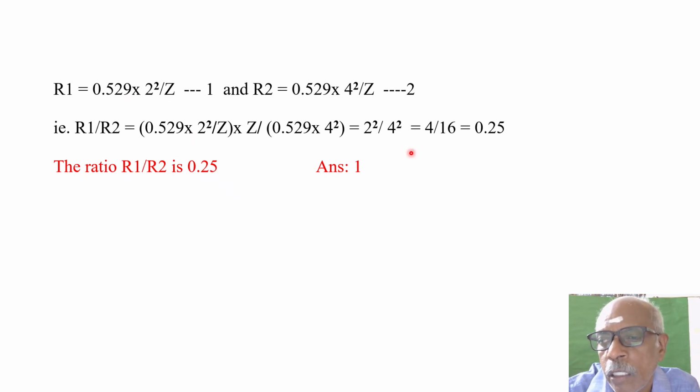What is 2 square? 4. What is 4 square? 16. 2 into 2, 4. 4 into 4, 16. It is equal to 4 by 16. That is 1 by 4. That is equal to 0.25. So the ratio R1 by R2 is 0.25. Option 1 is the right answer. Among the 4 options, option 1 is the right answer.